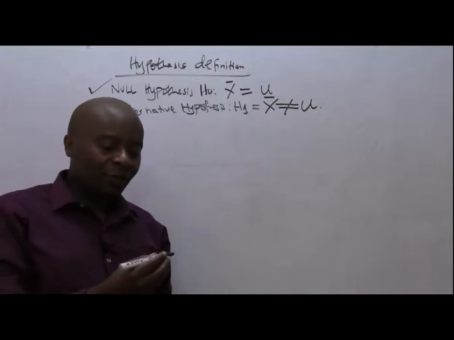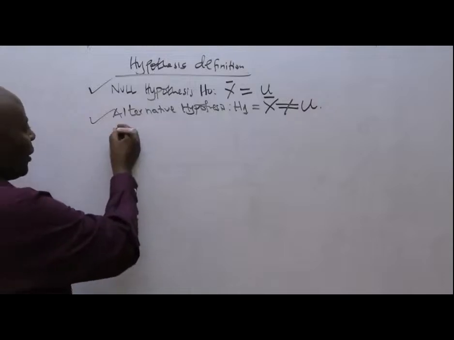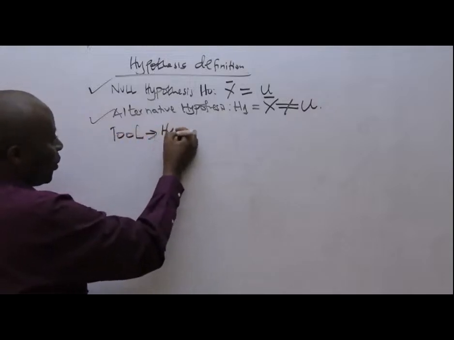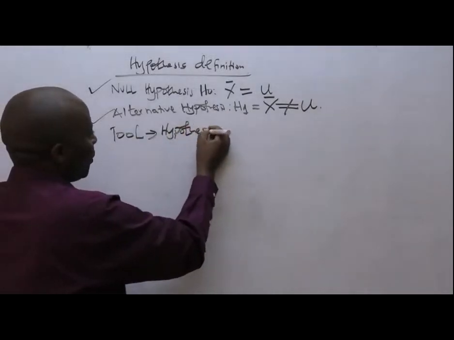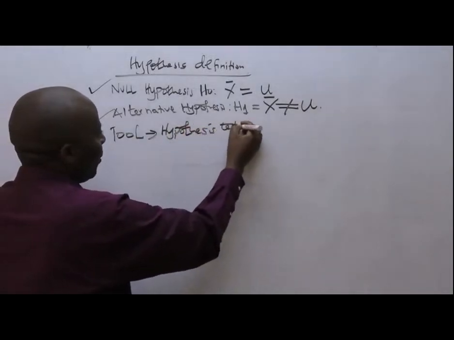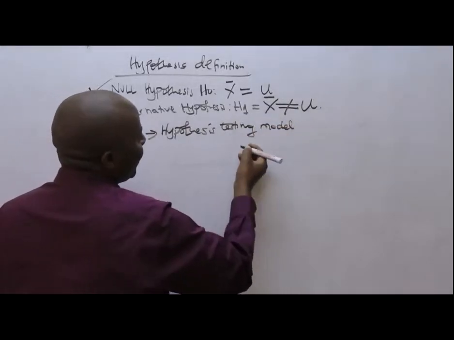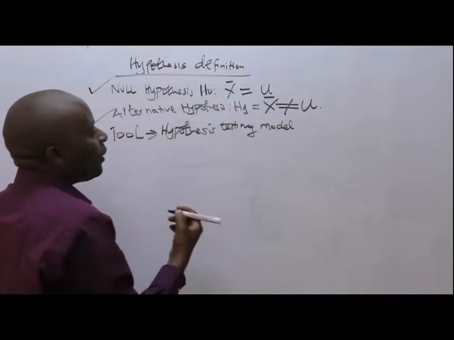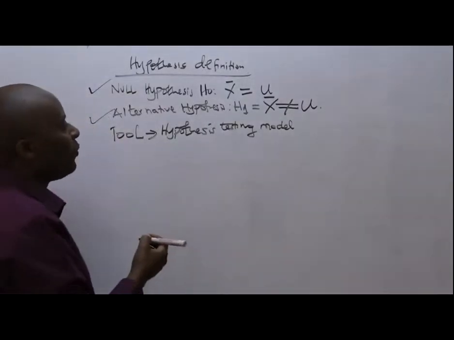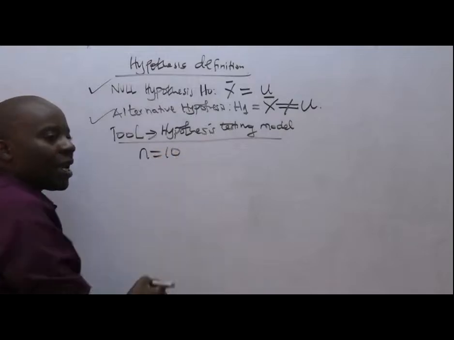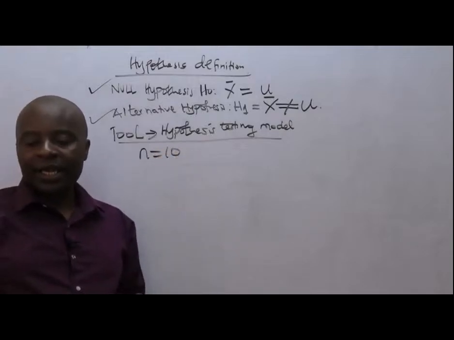Great. Now from there, we go to the hypothesis testing model. In the hypothesis testing model, you must know the size of the sample that you have. The sample that we have, the N here, is 10.